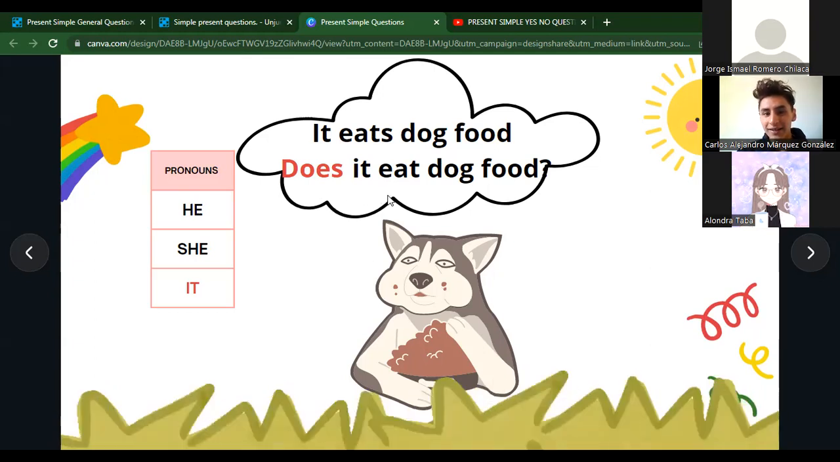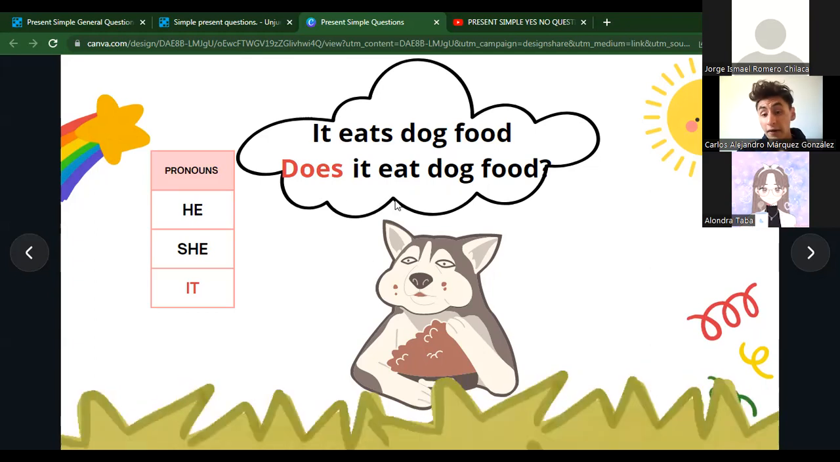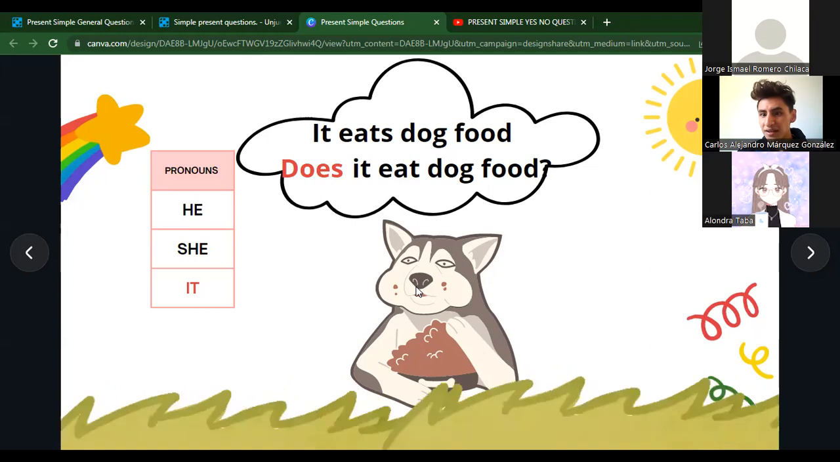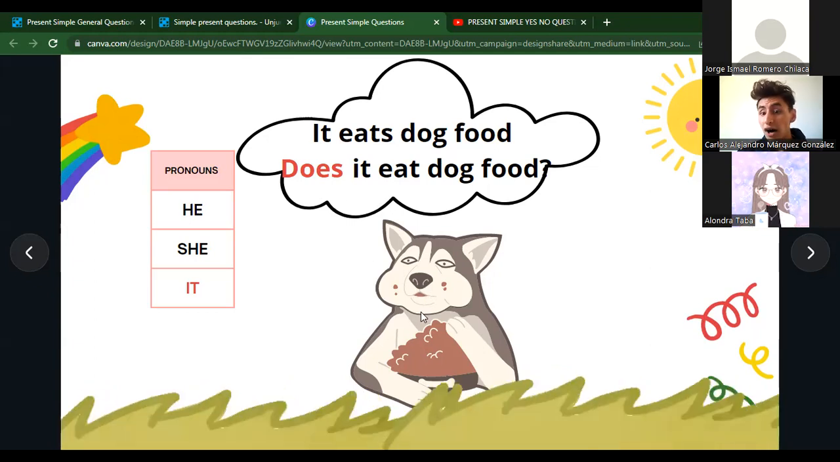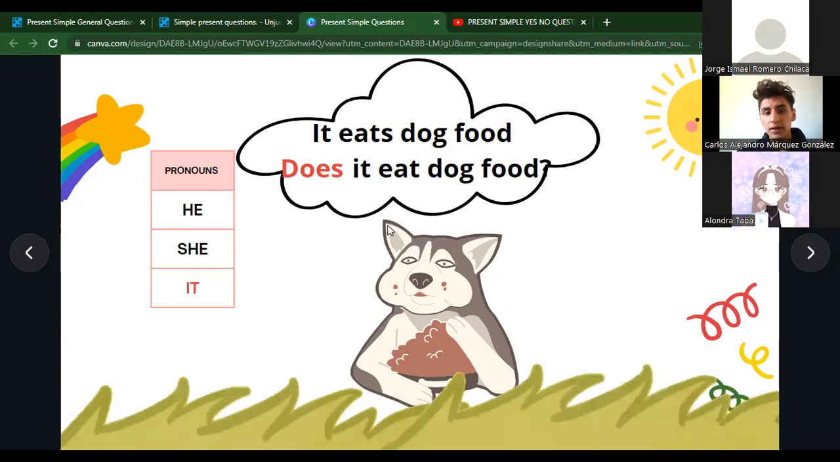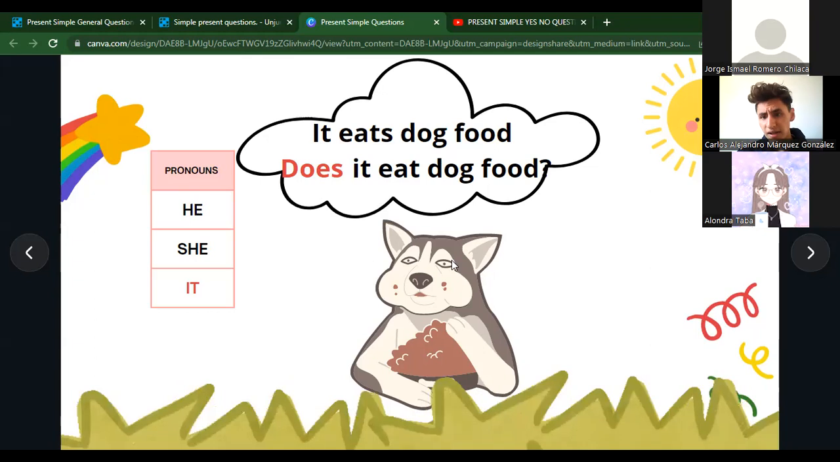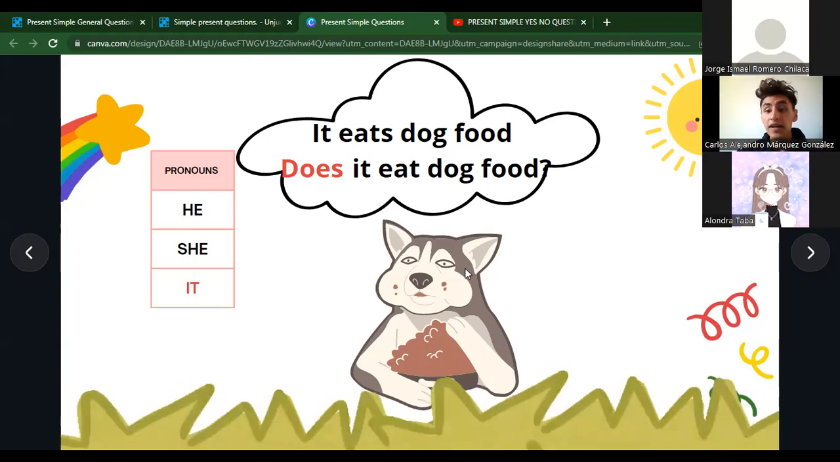Does it eat dog food? Yes, it does, okay? It does. The dog is eating dog food, okay? Does it eat dog food? Yes, it does, okay? No, it doesn't, okay?